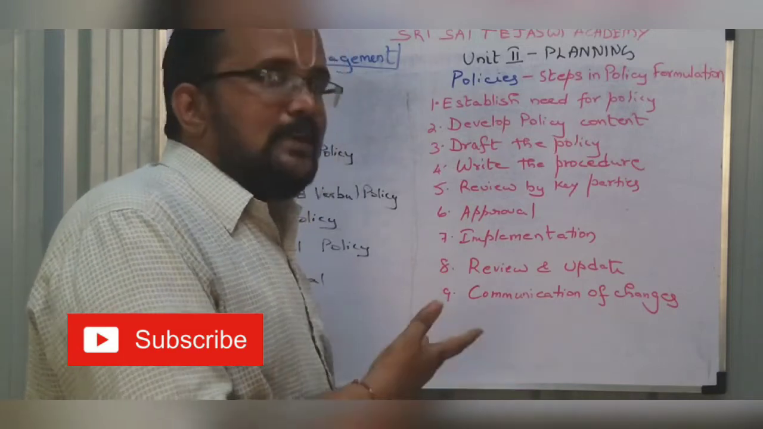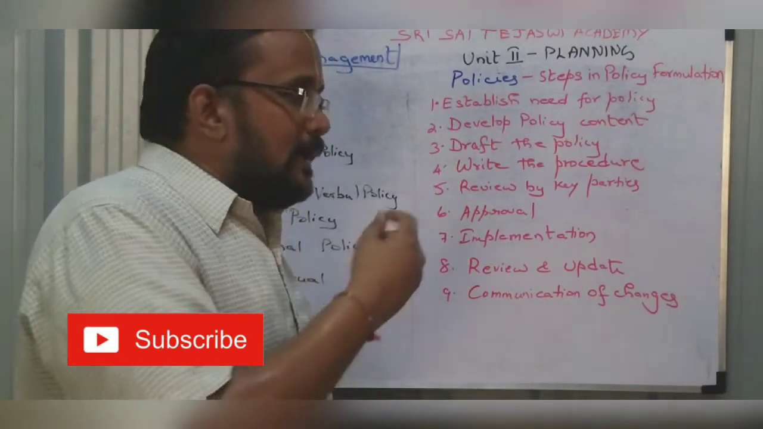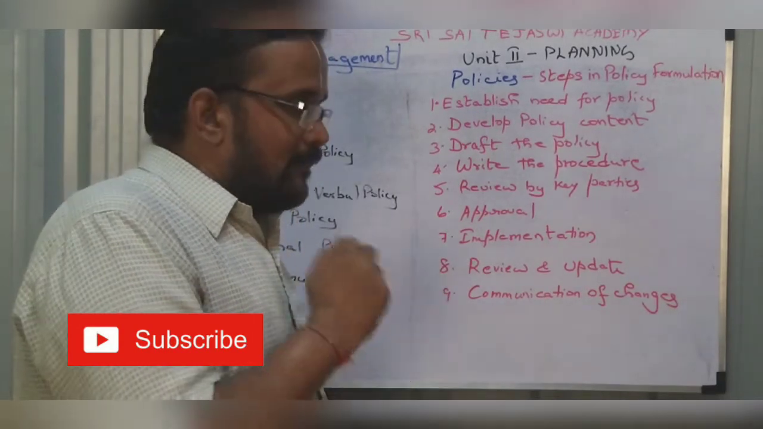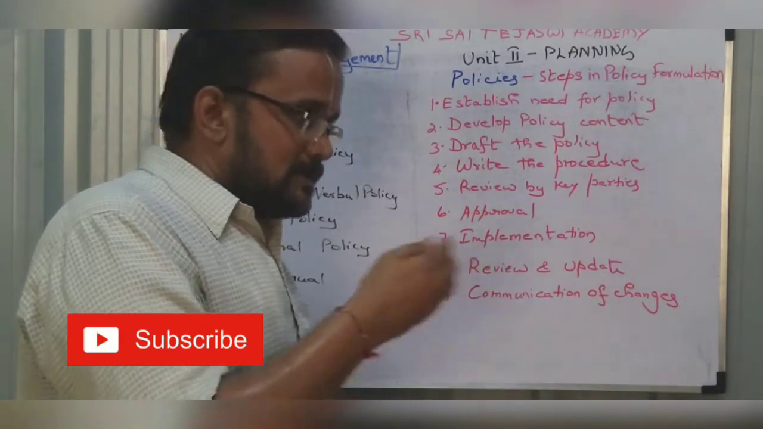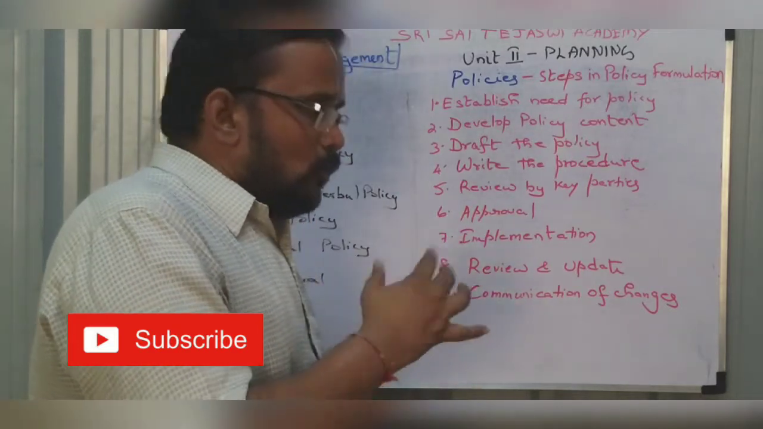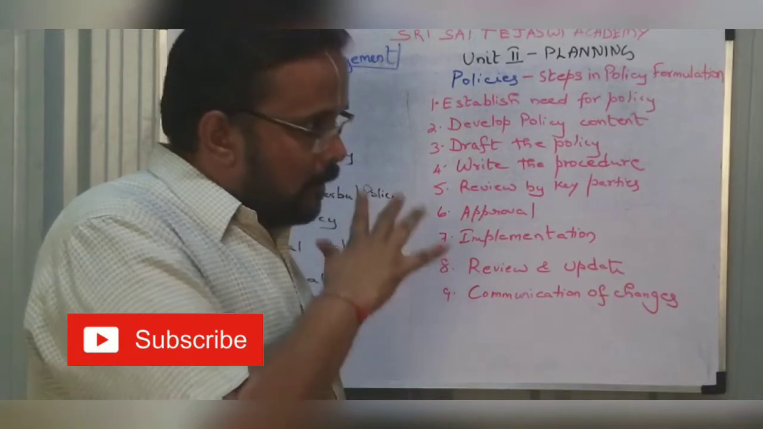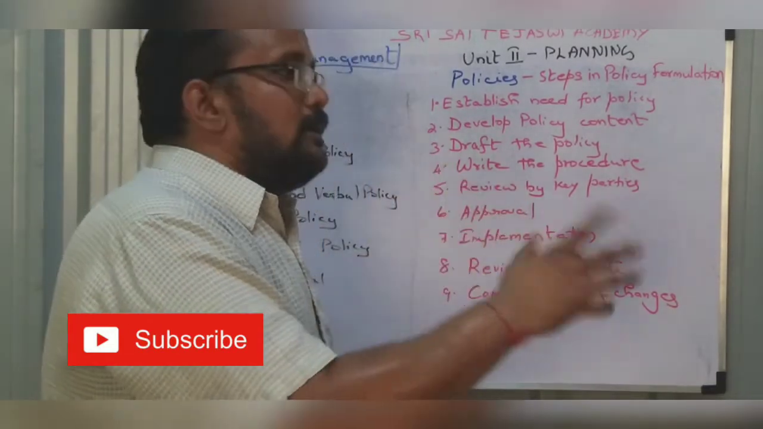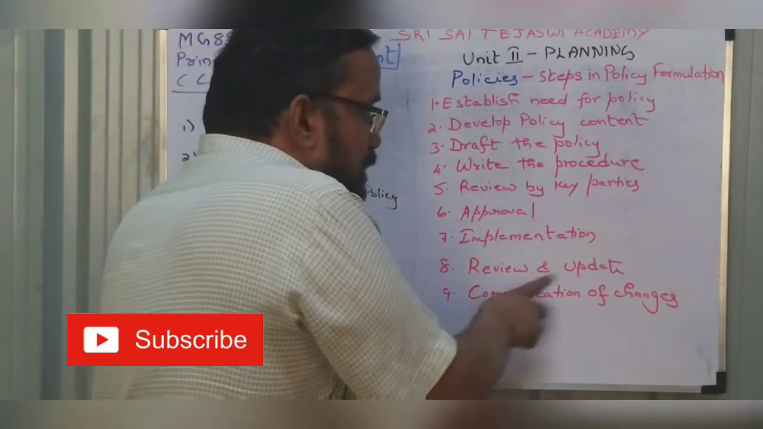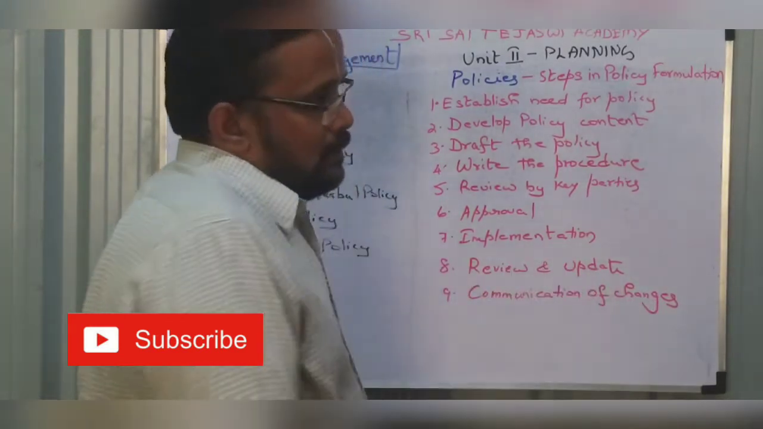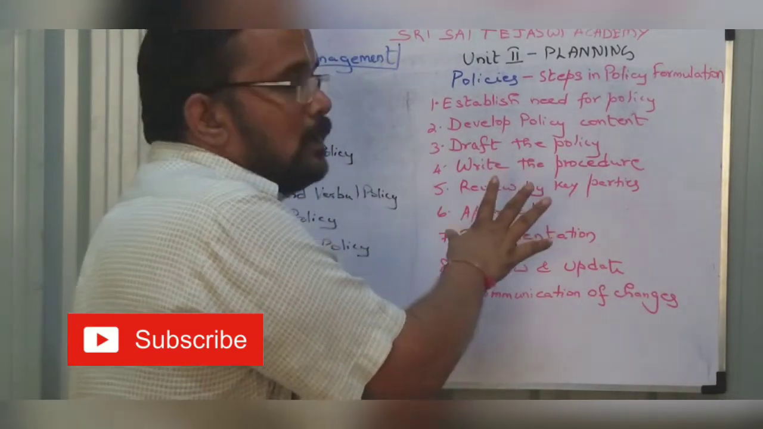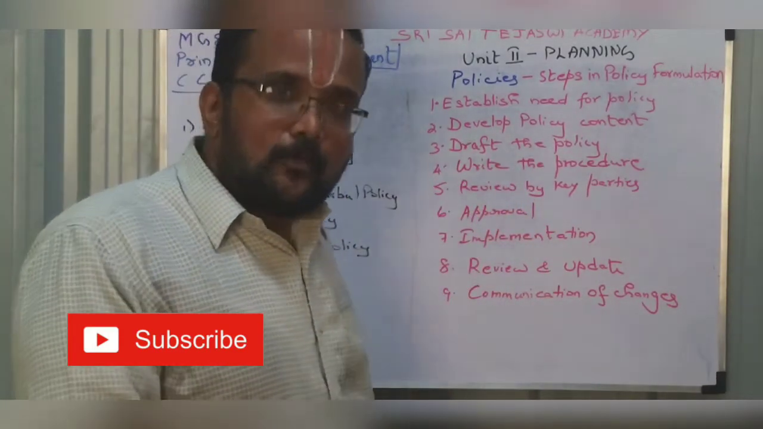So there is the COVID-19 situation now. Earlier, my company had a hotel, and in that customers came for dining. Now, due to COVID, I have changed my policy. I am not allowing dining. I am only delivering with standard protocols. So that is a change in my policy, and I communicate it. So these are the types and steps in policy formulation.